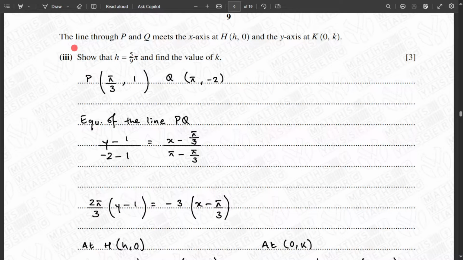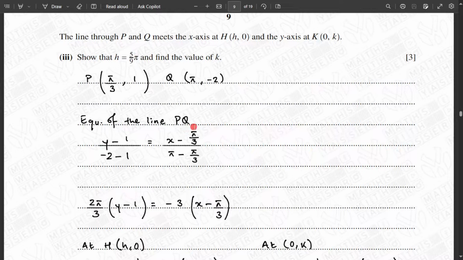Part 3 says the line through P and Q meets the x-axis at h, and the coordinate for h is (h, 0), and the y-axis at k, and the coordinate for that is (0, k). Show that h is equal to 5 pi over 9 and find the value of k. So this is the coordinate for P. We have found pi by 3 and 1, and Q should be pi, minus 2.